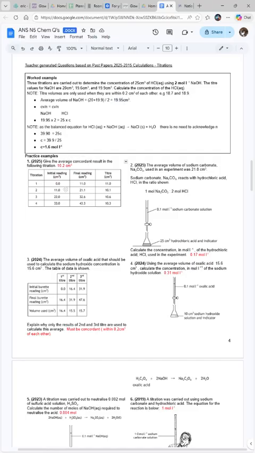Let's go through some practice examples. So the average concordant result in the following titration.